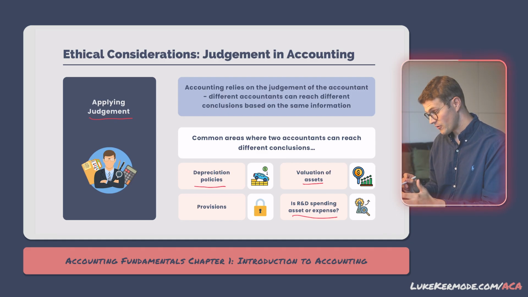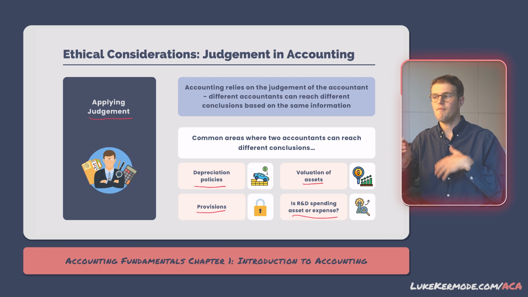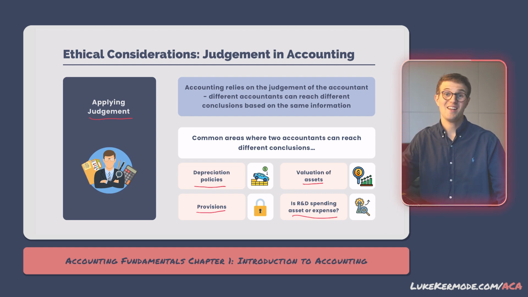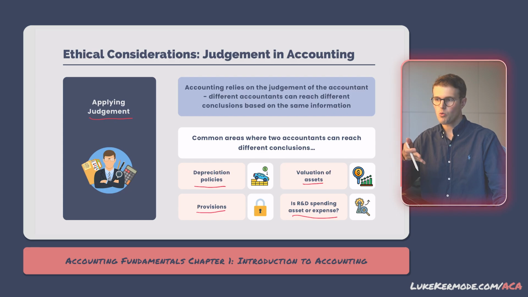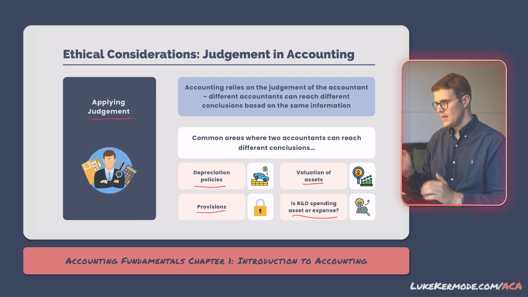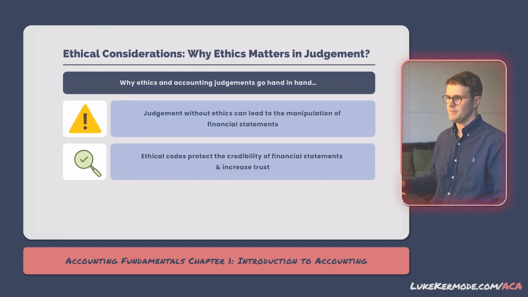And provisions are another grey area. Accountants use judgment to estimate future obligations, and those estimates can be influenced to either boost or suppress profits in a particular period. This is why understanding the role of judgment in accounting is so important. It reminds us that accounting isn't just about technical accuracy, it's also about ethical decision making and professional responsibility.